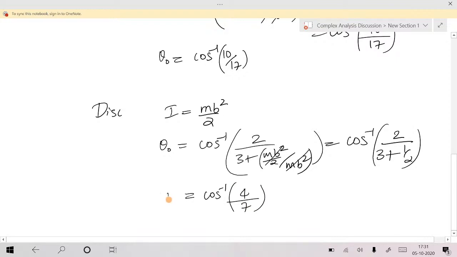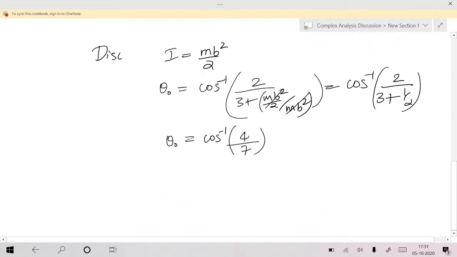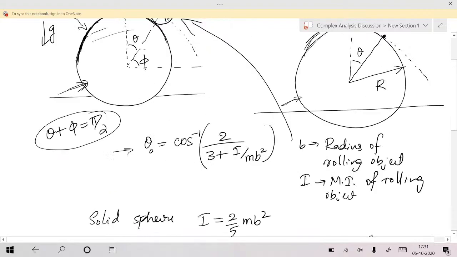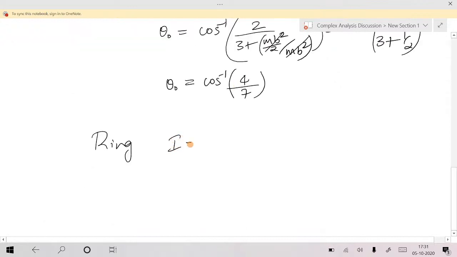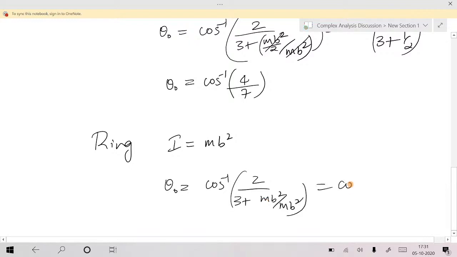Am I right? If this rolling object is a ring, then obviously for a ring, I hope you know that I is nothing but m into b square, where b is the radius of the ring, isn't it? So then theta naught is equal to cos inverse of 2 by 3 plus m b square divided by m b square. I think that's equal to cos inverse of 2 by 3 plus 1 by 4, cos inverse of 1 by 2. What is cos inverse of 1 by 2?